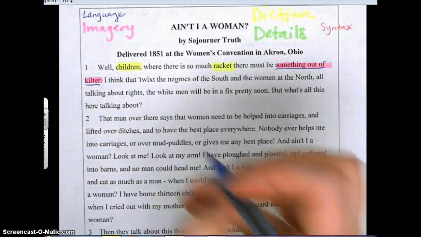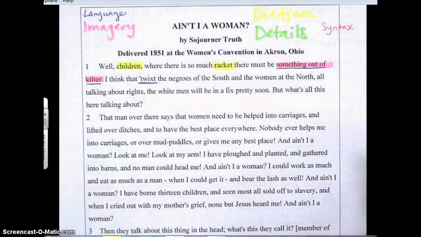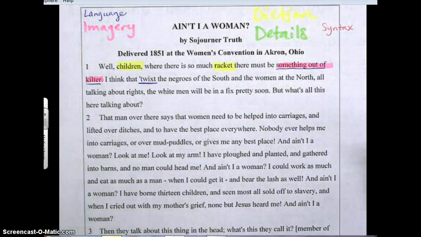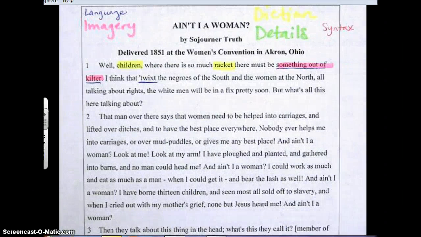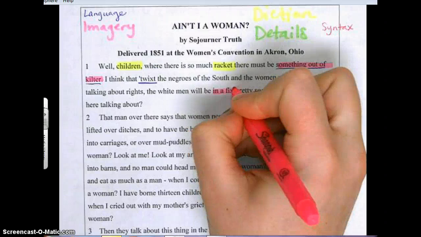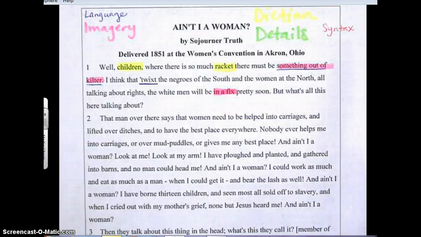Okay, twixt. Here's a good example again of her language. It's very informal. She's almost bringing in what we call colloquialisms, which are figures of speech that are unique to a region. In this case, the South. "The white men will be in a fix." Here's another example of an idiom. And this is an idiom that gives me, again, kind of a colloquial feeling of the overall language of the piece. But what's all this here talking about?